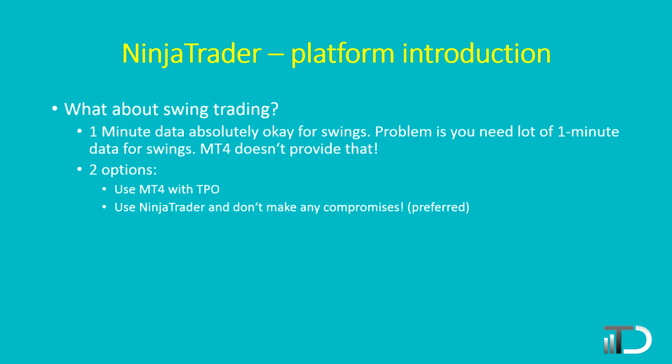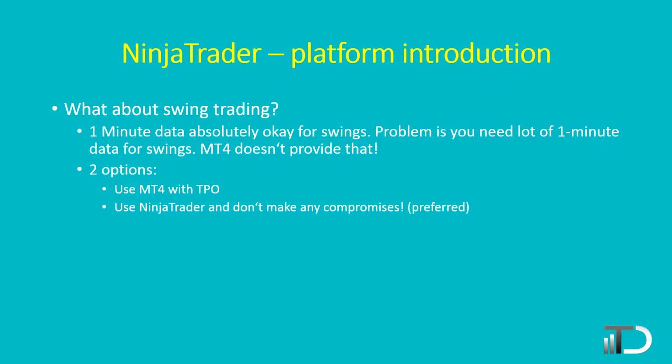So far I've been talking mostly about intraday trading and intraday setups, but what about swing trading? Do we have the same problem if you want to trade swings only? Unfortunately, yes, we have the same problem. The 1 minute data which MetaTrader provides is absolutely okay for swings. The problem is you need a lot of 1 minute data for swings. You need, for example, 1 year or 2 years of 1 minute data, which MetaTrader 4 just doesn't provide, or the brokers that use MetaTrader don't provide that.